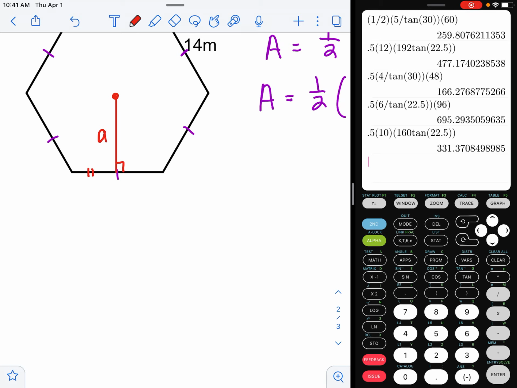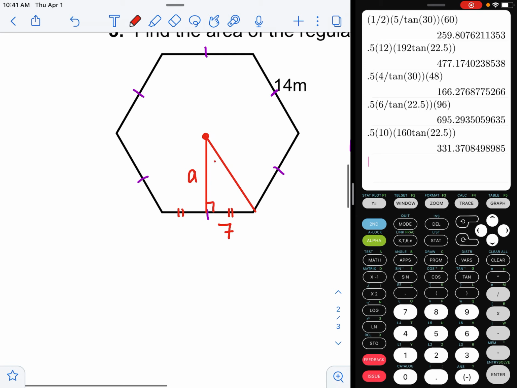I'm going to make my right angle here. These two pieces are congruent. I'm going to draw in my radius. Was I given my radius? No. Was I given this piece? Yes. How so? I know the whole thing is 14, the whole side. So half of that is 7 meters.